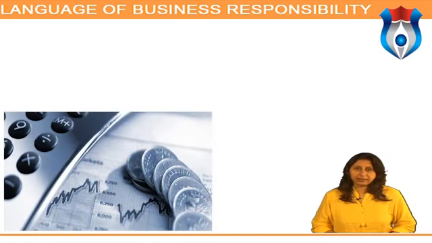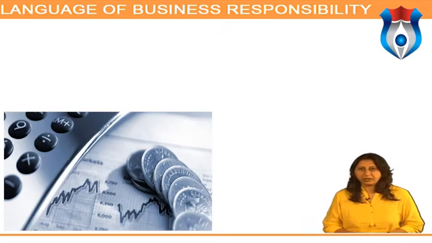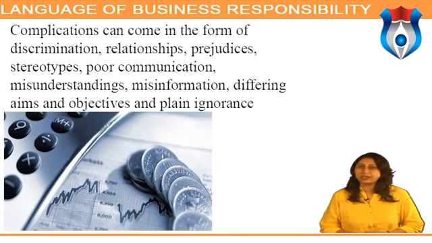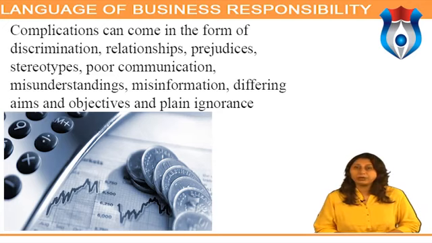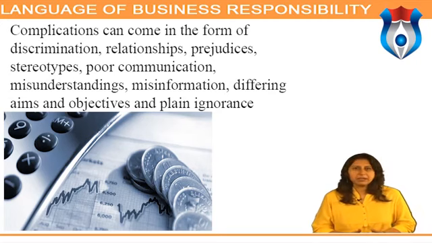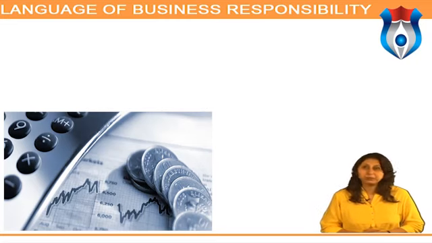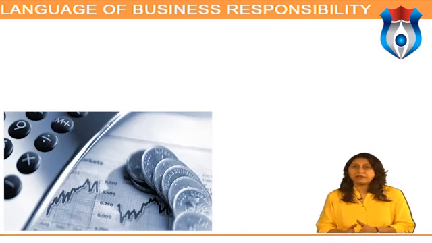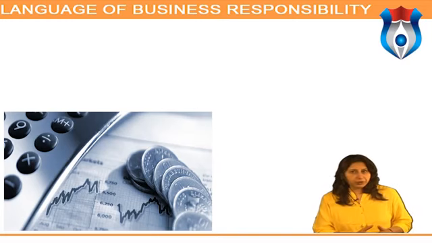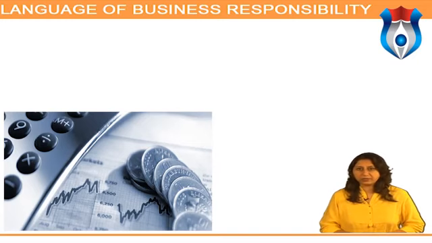Because we are dealing with human beings, there can be many complications to this seemingly simple relationship. Complications can come in the form of discrimination, relationships, prejudices, stereotypes, poor communication, misunderstandings, misinformation, differing aims and objectives, and plain ignorance. As a result of these human problems, there is a wealth of legislation designed to protect employees from such problems, but which also impress on employees that they too have responsibilities which cannot be ignored.